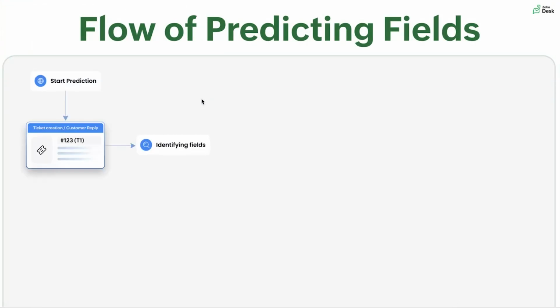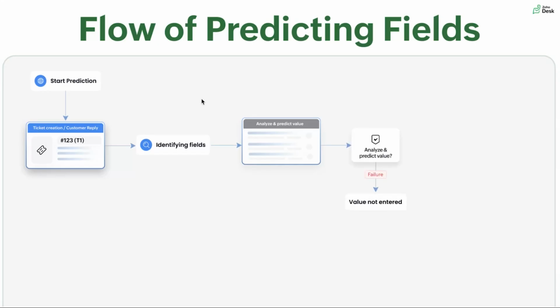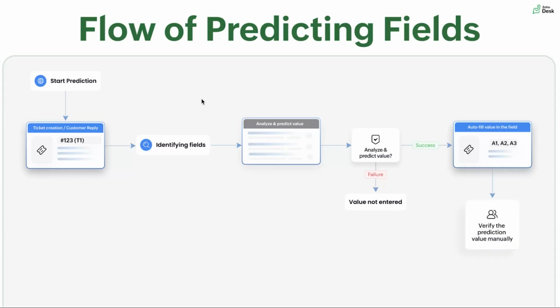So this is the flow of field prediction. When the prediction is started, it will analyze the ticket and identify the fields that you predicted, and it will analyze the values that need to be predicted based on the criteria. Then it will be a failure if the value is not entered or the accuracy is not good, or it will be successful and autofill the value inside the ticket. So you can either do it automatically or verify the prediction and manually enter it. It will be completed through this flow.